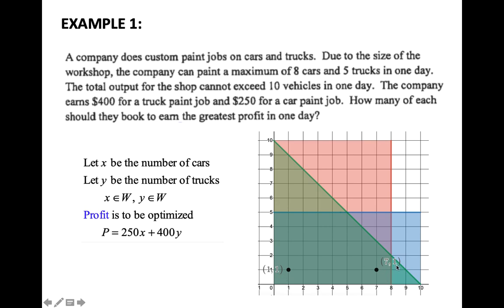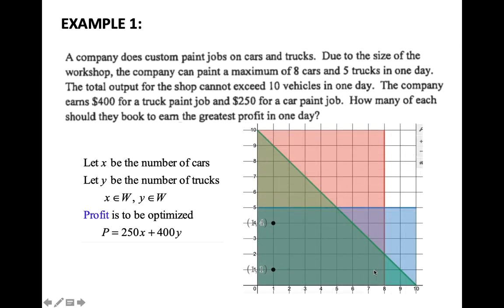If I do 7, 1, with this one, I'm going to have 250 times 7, which is 1750. And then I'll have 400 times 1. So 1750 plus 400, we're looking at 2150 or so. So definitely it has grown bigger. So as we move from the left to the right in the points on our graph, we are getting to larger numbers. Let's try points going from the bottom to the top.